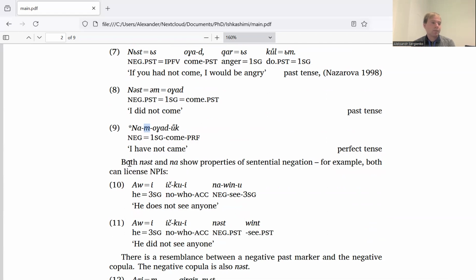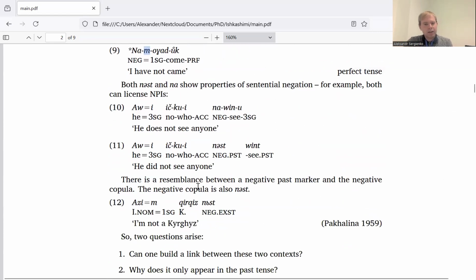Both nist and na show properties of sentential negation. So, for example, they can well license NPIs, negative polarity items, negative concord items. As you see here, ichkui, ichkum to be precise, is a negative concord item. It may appear only in the context of proper sentential negation. And you can see it co-occurring both with na and with nist, right? As you see here.